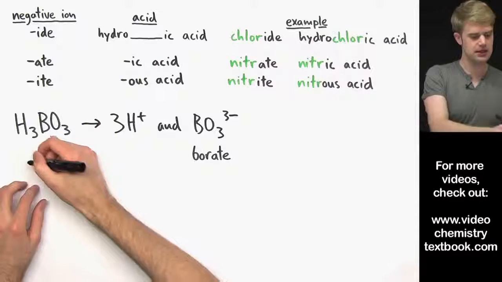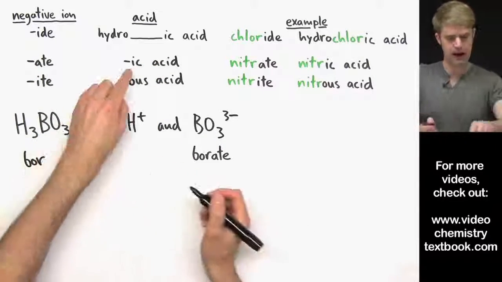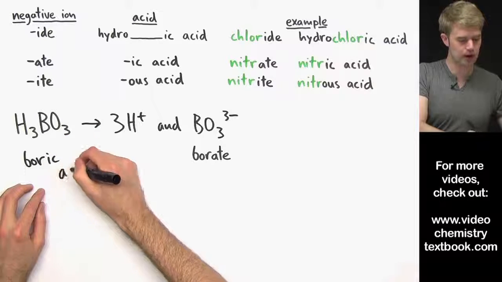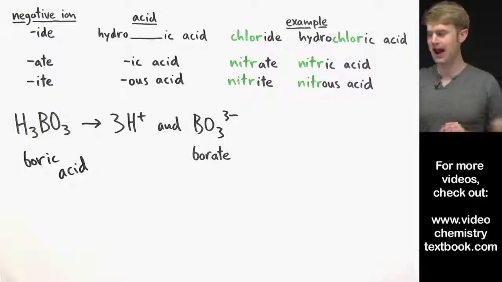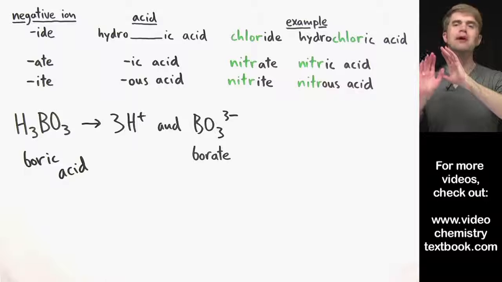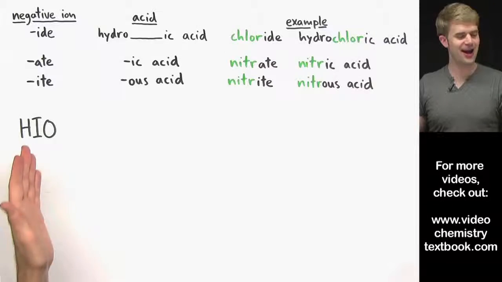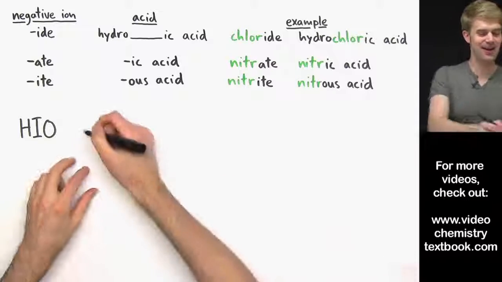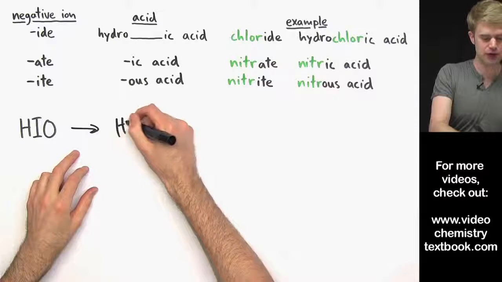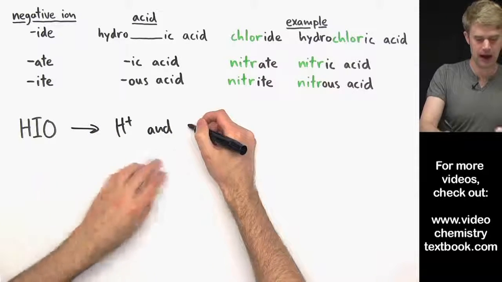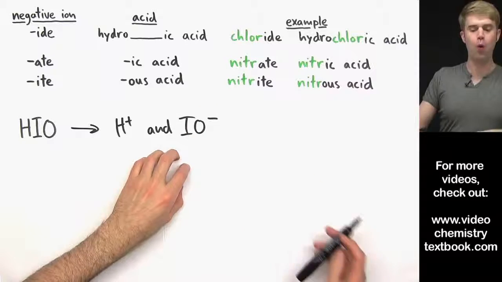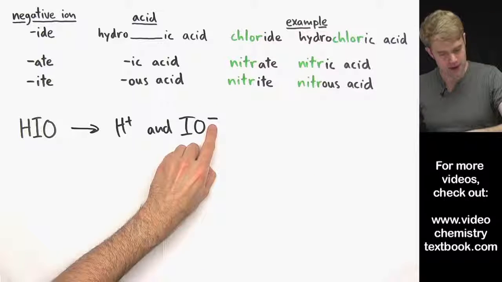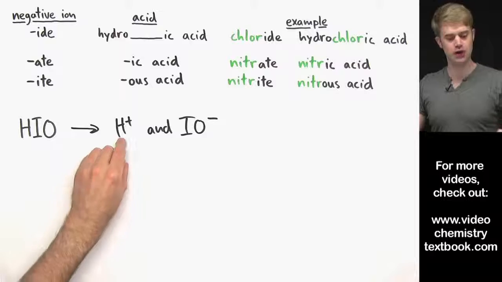We take off the ATE and we call it bor. IC, boric acid. One more and you'll be a pro at this. HIO. All right, we'll break this apart into H plus and IO 1 minus. It's IO 1 minus to balance out the 1 plus charge on the H.